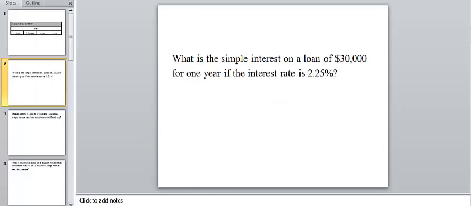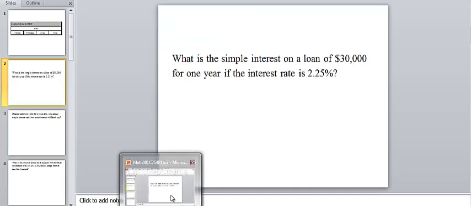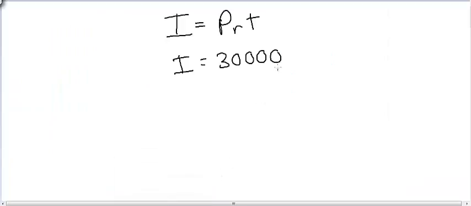And we're just going to put the appropriate numbers in the right spots. So, if I is equal to PRT, interest is what we want. We're starting with $30,000. Multiply that times our rate, which was 2.25%. Now, anytime we put in a rate, we want to make sure it's written as a decimal, not a percentage. So I would not put in 2.25 in here. I'd put in 0.0225, then times 1 year.